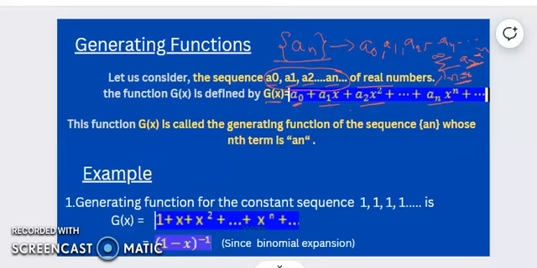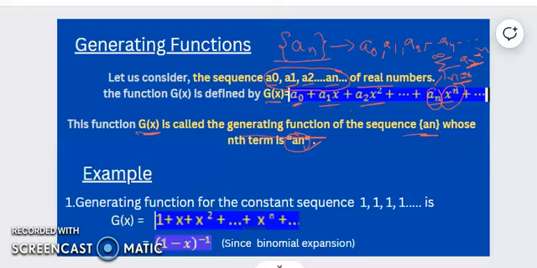Okay. And here this function g of x is called a generating function for the given sequence an whose nth term is an. Why? Because in this expansion the coefficient of x power n is an. That's why this is the generating function for the sequence an whose nth term is an.